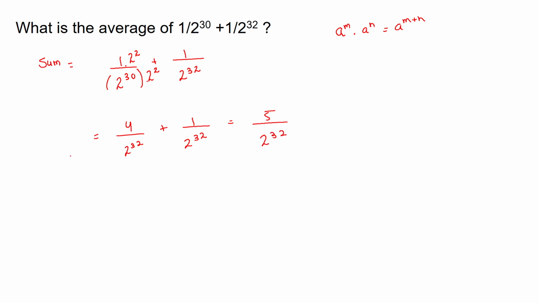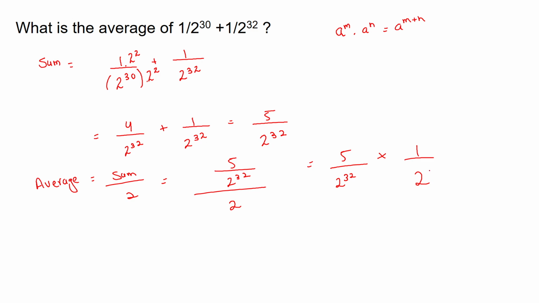To take the average, I need to divide this sum by 2. I'm going to divide this sum by 2. So the sum is 5 divided by 2 power 32, divided by 2, and I'm going to change this division now to multiplication. This will be multiplied by 1 by 2. This is basically 1 by 2 power 1. So we are going to get 5 divided by 2 power 33.